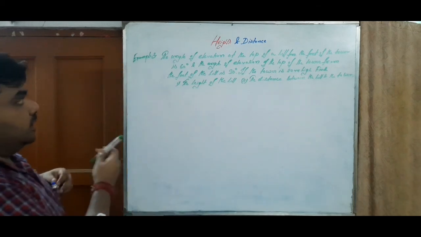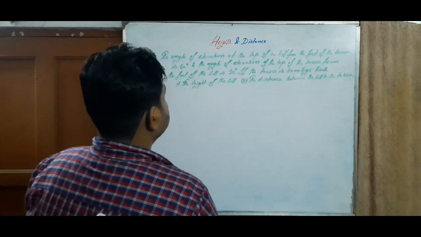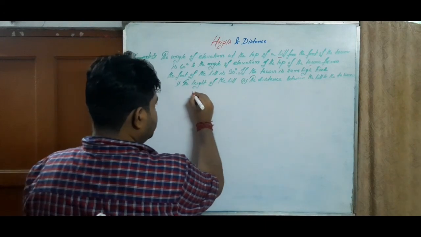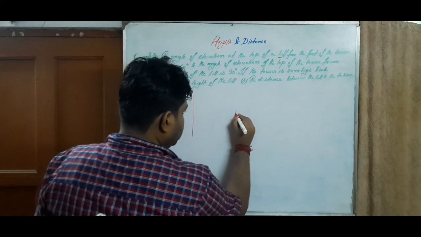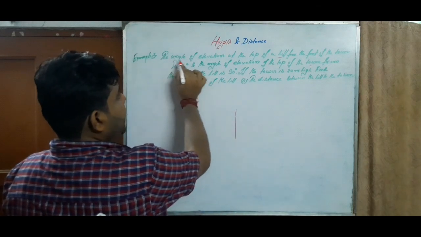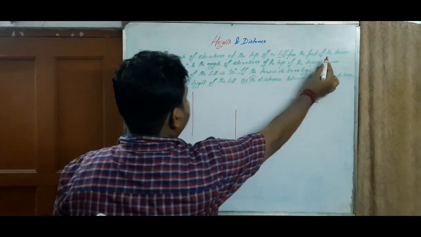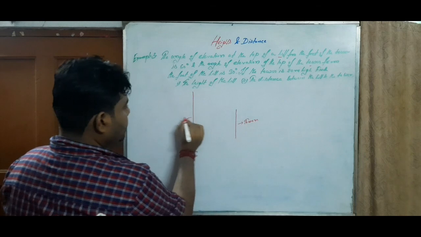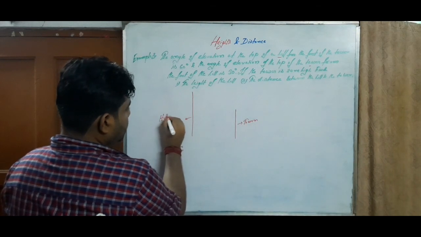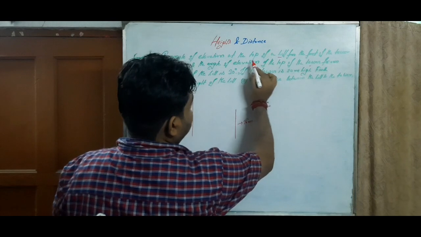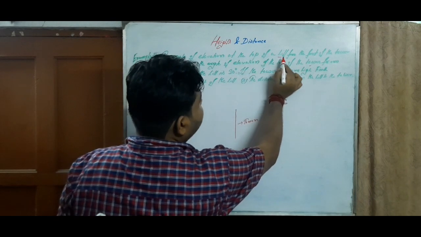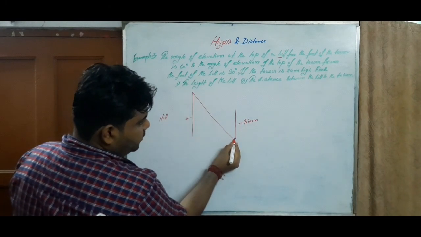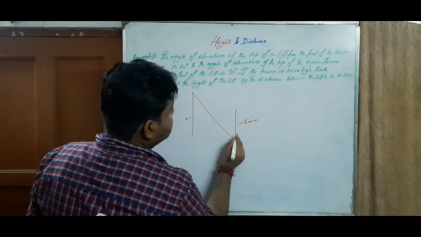Now we will draw the diagram. Here it is given a hill and a tower. At first I am drawing the hill and then the tower. The angle of elevation of the top of the hill from the foot of the tower. So this is the tower, and this is the hill. This is the foot of the tower. The angle of elevation from the foot of the tower is 60 degree.